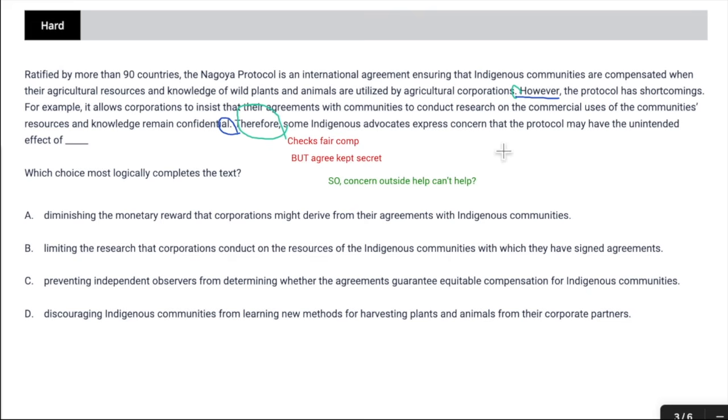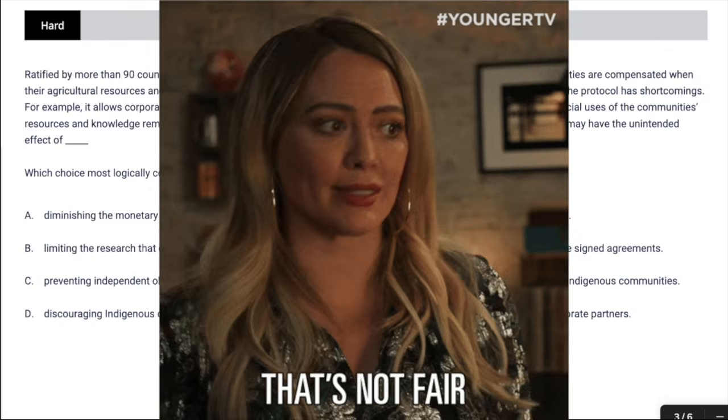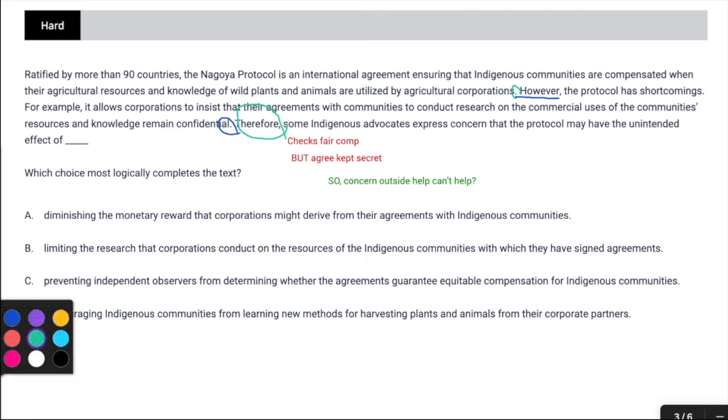So basically, if they have to keep the agreement secret, it seems like maybe someone who's an expert or who knows better from outside of the agreement wouldn't be able to step in and say, hey, that's not fair. That's my prediction. Now I'm going to eliminate. Choice A is talking about monetary rewards, so money. There's not really any mention of money, and it's not in my prediction, so I'm going to get rid of it.